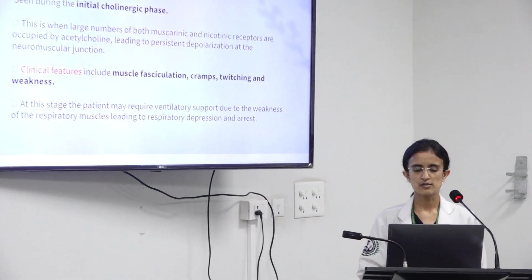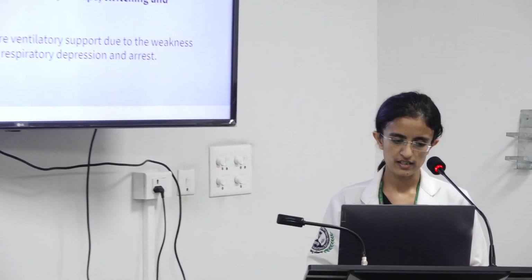Type 1 paralysis or acute paralysis is seen during the initial cholinergic phase. This is when a large number of both muscarinic and nicotinic receptors are occupied by acetylcholine, leading to persistent depolarization at the NMJ, the neuromuscular junction. Clinical features include muscle fasciculations, cramps, twitching and weakness. At this stage, the patient may require ventilatory support due to weakness of respiratory muscles, leading to respiratory depression and arrest.